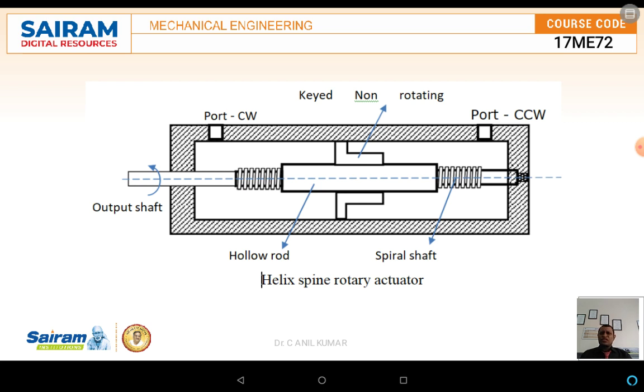If the pressurization is done in the counterclockwise port, the shaft will also rotate in the counterclockwise direction. If the pressurization is done in the clockwise direction, the rotation of the shaft is also in the clockwise direction. See, this is a small explanation with respect to the helix spline rotary actuator.